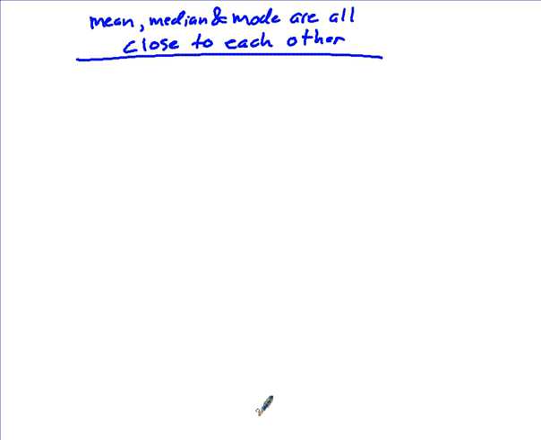And there are a couple of specific ones that I want to go over right now, such as when you calculate mean, median, and mode, and they turn out to all be very close to each other. What does that tell you about your data set? Well, I'll give you an example data set, which will look like that. And I'll do it in frequency table format.